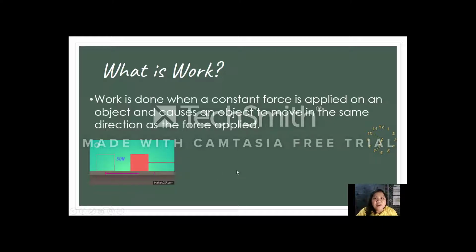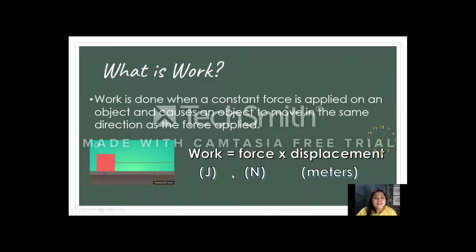So therefore, our formula for work is force multiplied by its displacement. So the unit of measurement for work is joules, while for force we have newtons, and for displacement we have meters.